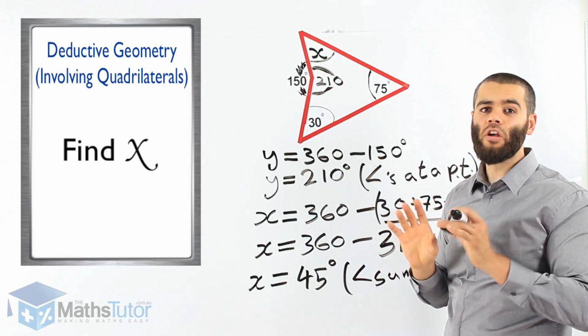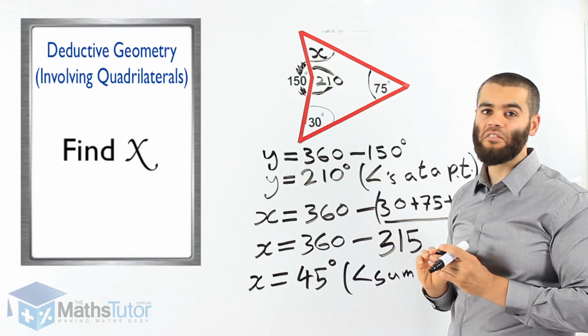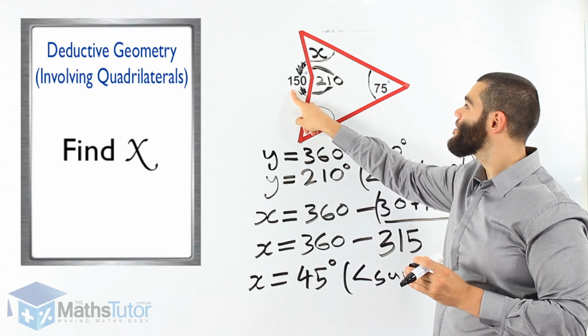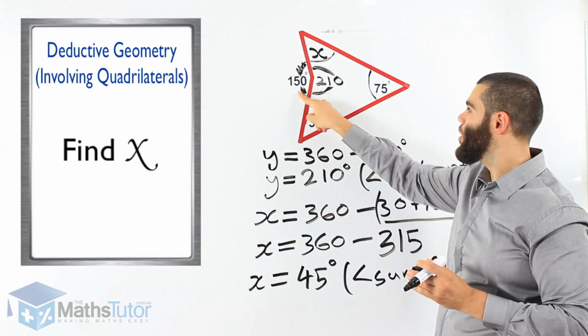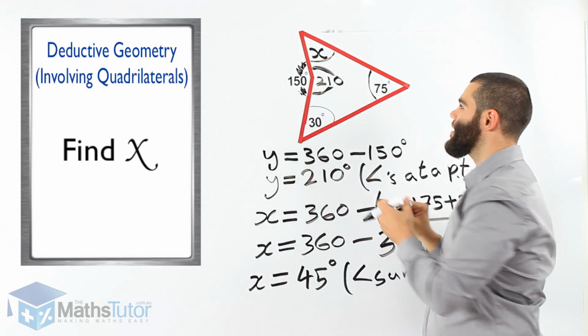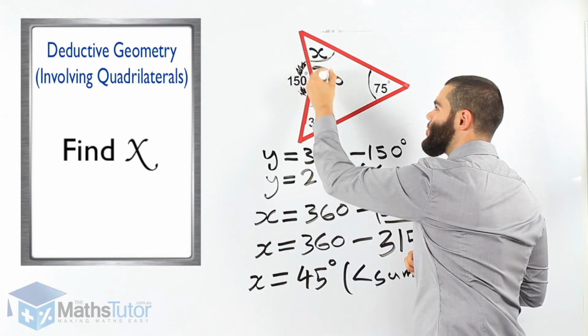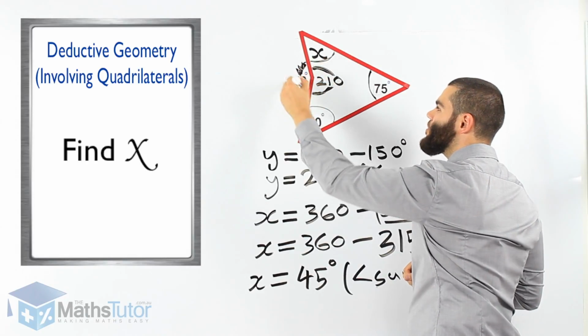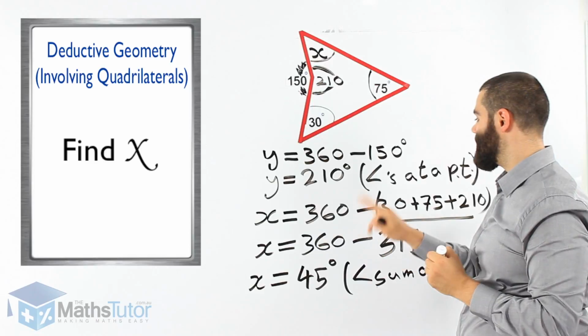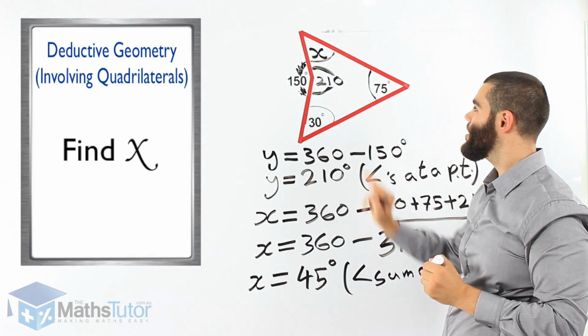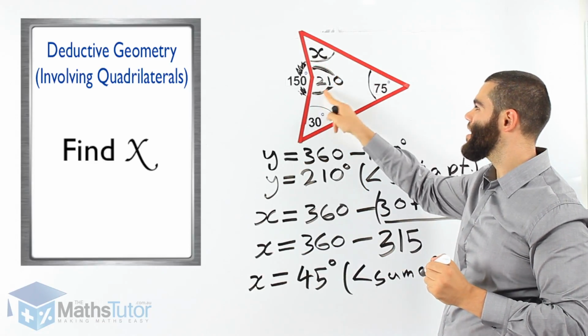So we look at all the clues, all the information given to us. The angle outside and the angle inside both together make a full turn, a full revolution. They make a 360. So if that's 150, 360, take away 150, this is going to be 210.